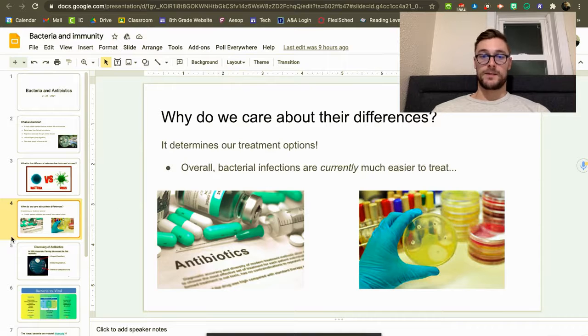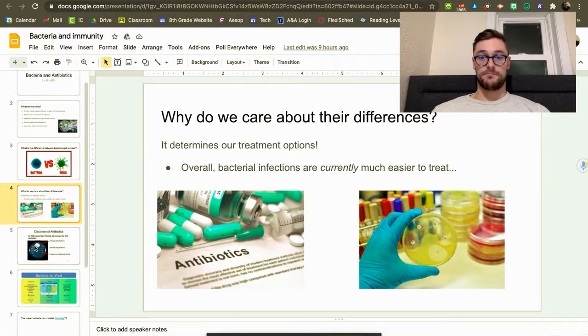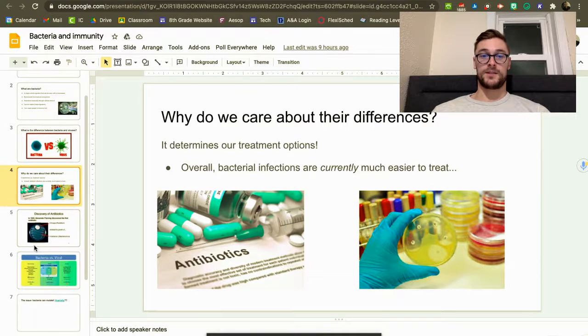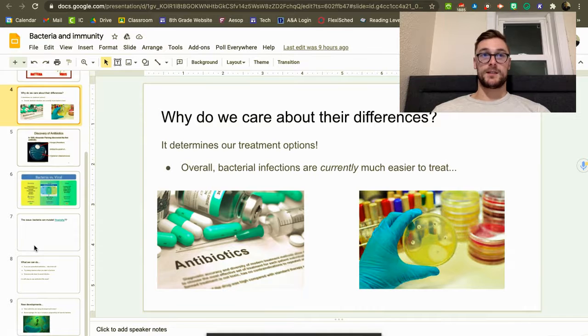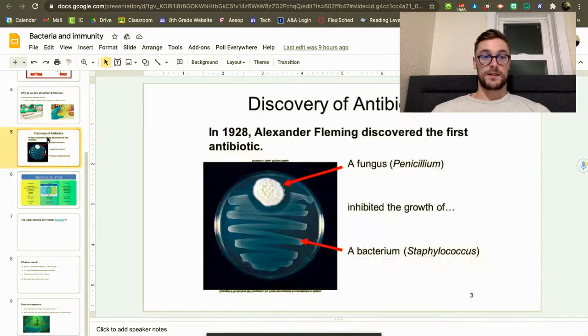Why do we care about this difference? Obviously, bacterial infections are much easier to treat, since with viral infections you can't use antibiotics on them, and it's just hard to take care of them. As we can tell with COVID, which is a virus, we need some sort of vaccine to rid us of that. In 1928, Alexander Fleming discovered the first antibiotic.